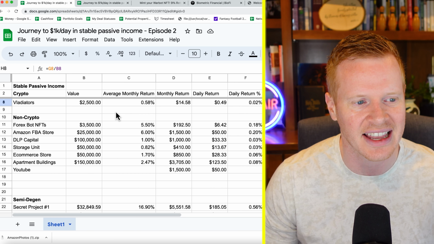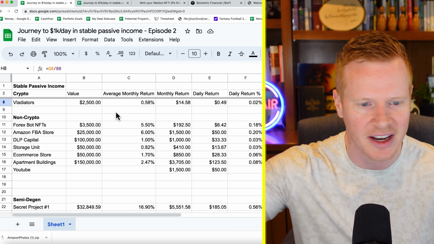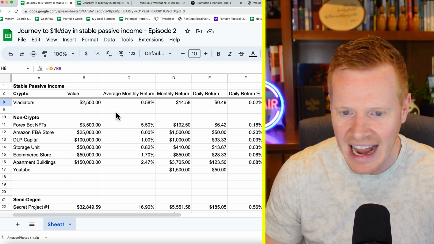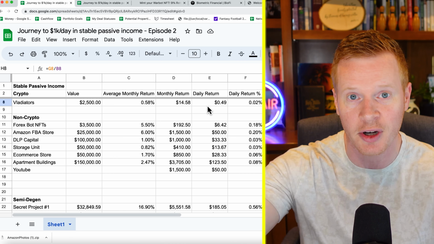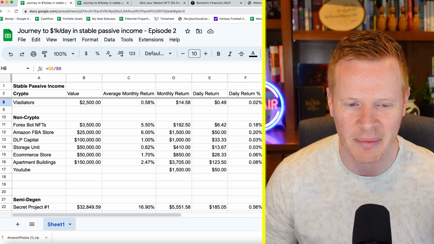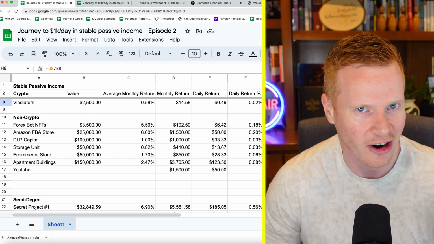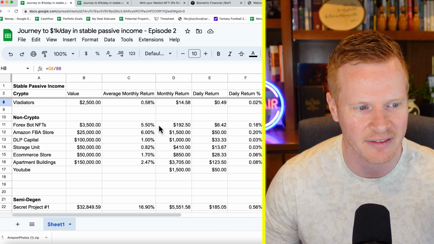So I kind of look at this as like a savings account for your Ethereum. If you believe the price of Ethereum is going to appreciate, you can put it into Vladiators, where you get not only that appreciation of the price of Ethereum, but you also get a little extra Ethereum on the side. So it's kind of like having a bank account where you're getting 7% APR in it. That's the way that I look at something like Vladiators.